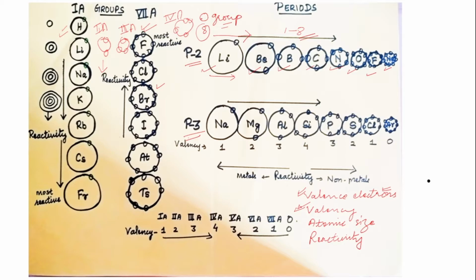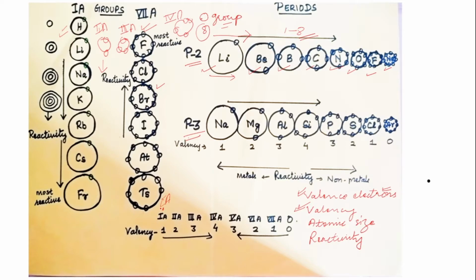So valency is determined by the number of valence electrons. Again, valency is determined by the number of valence electrons. Now you see valency in the case of groups. Group 1A elements have valency 1 because they have one valence electron.